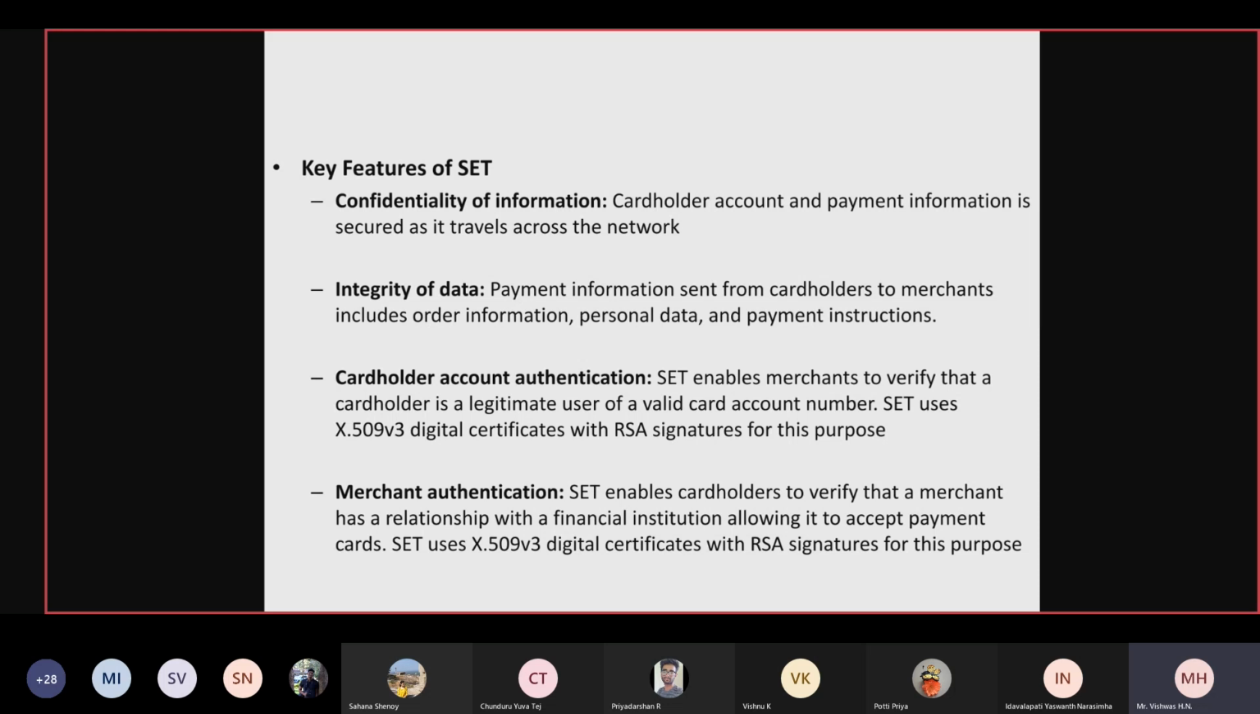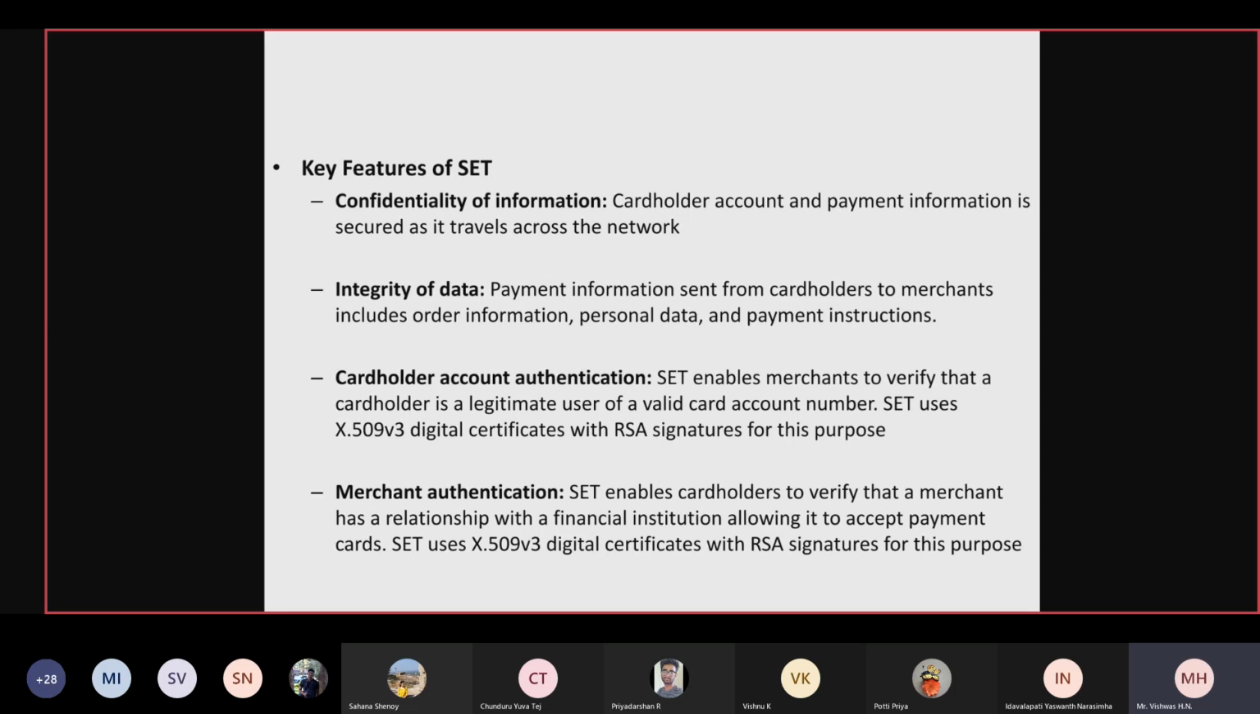So going forward, key features of SET: confidentiality of information. Cardholder account and payment information is secured as it travels across the network. You are giving your card details like your credit card number, CVV, the name on the credit card, and the expiry date. The complete credit card information we generally give, right? So it should be very much secured because it is going through the public network. So confidentiality of information is very important.